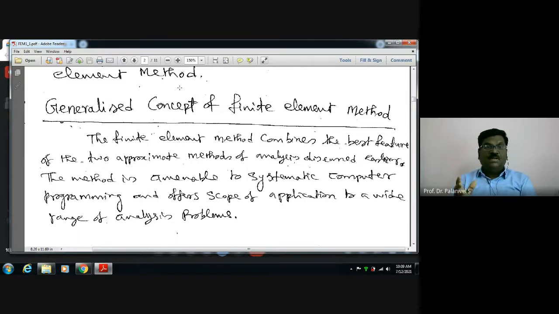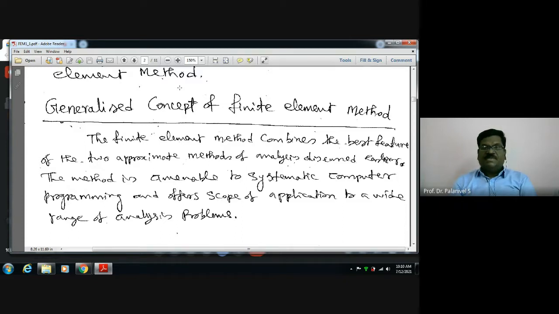Now I am coming to the generalized concept of finite element method. This I have chosen from a very beautiful textbook, Finite Element Method by Abel and Desai. It was a foreign edition, and the units were not in SI units; they were in pounds and square inches, like that. So I am coming to that generalized concept of finite element method.